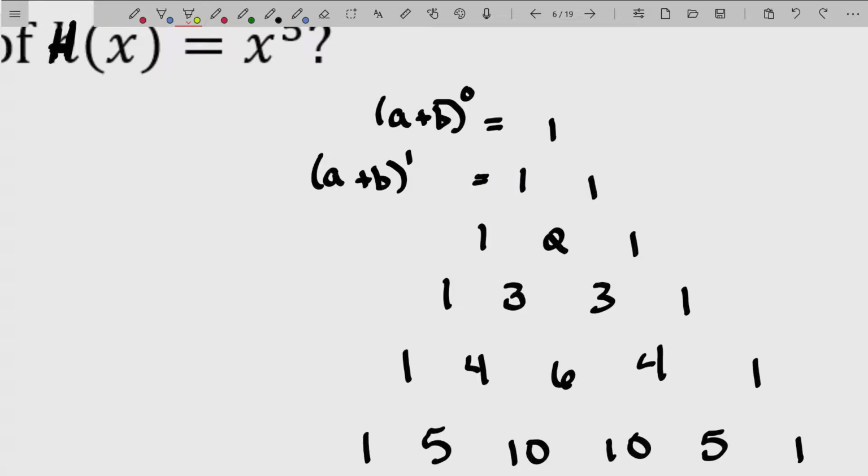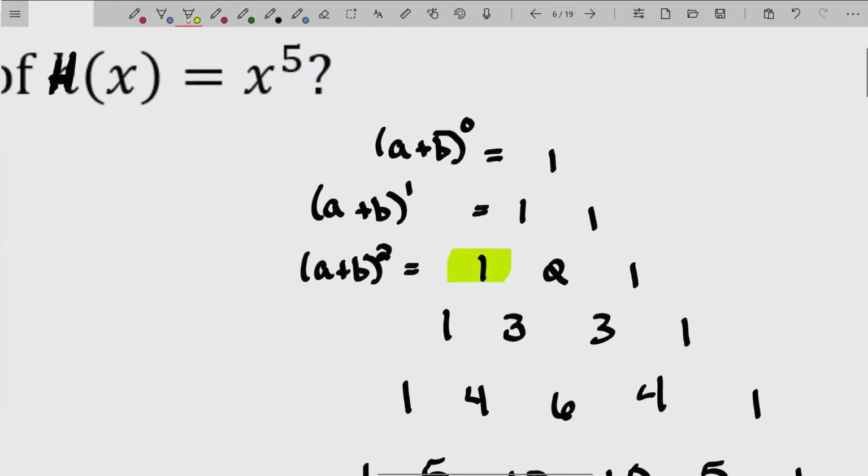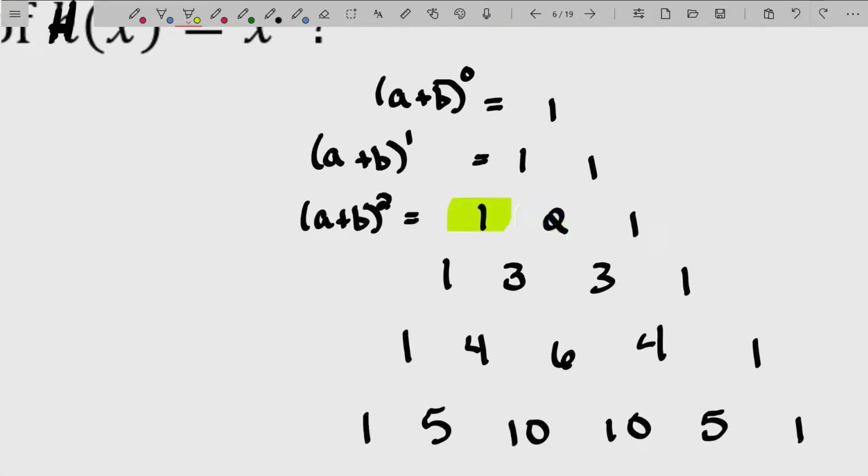If, on the other hand, I had a plus b squared, well, that would be 1a squared plus 2ab plus 1b squared. You see where I'm heading with this, right? And if you have a plus b cubed, well, that's going to be 1a cubed plus 3a squared b plus 3ab squared plus 1b cubed.